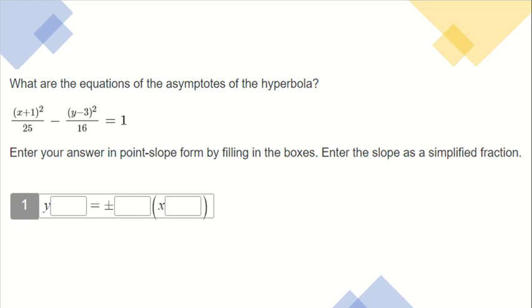We're asked what are the equations of the asymptotes of the hyperbola (x + 1) squared over 25 minus (y - 3) squared over 16 equals 1. So I'm going to start by finding the center. And the center of this equation is -1, +3.